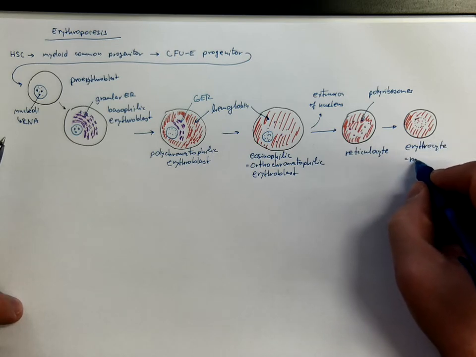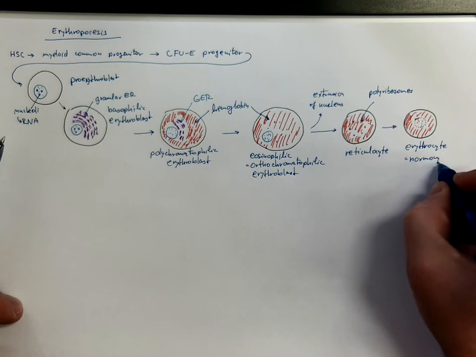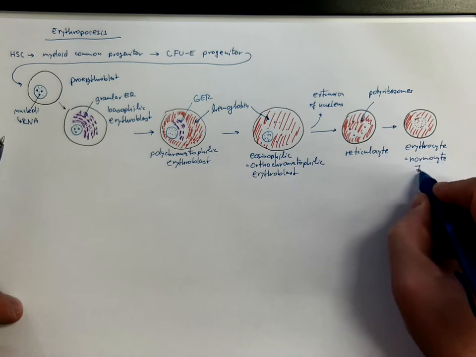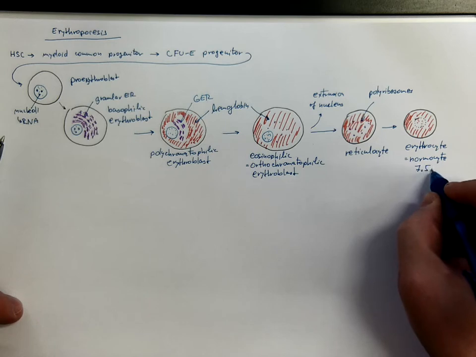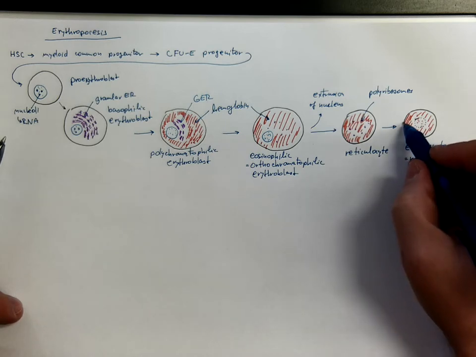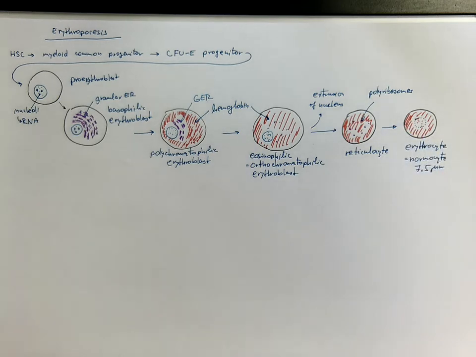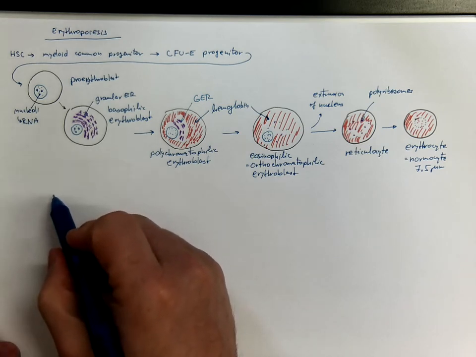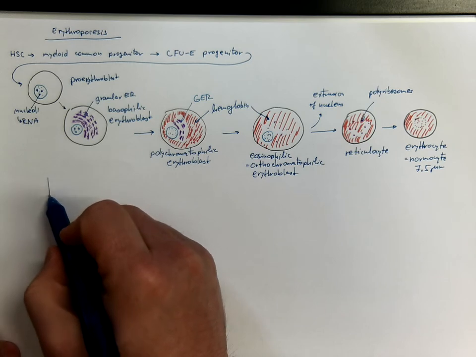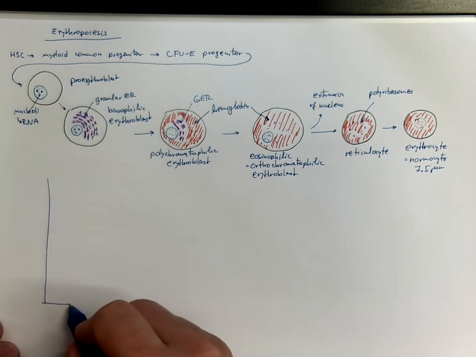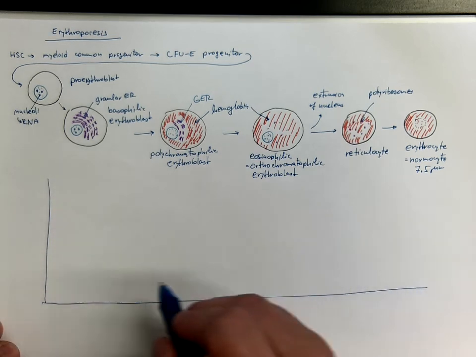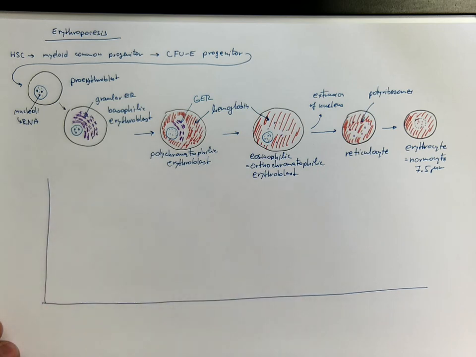Or normocyte, if it has this 7.5 micrometers diameter. Should we consider the concentration of RNA versus hemoglobin along the maturation?